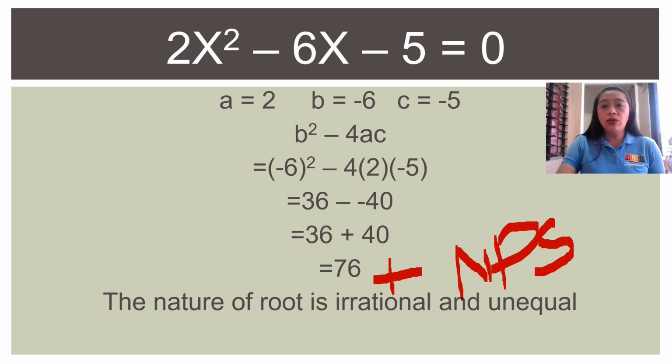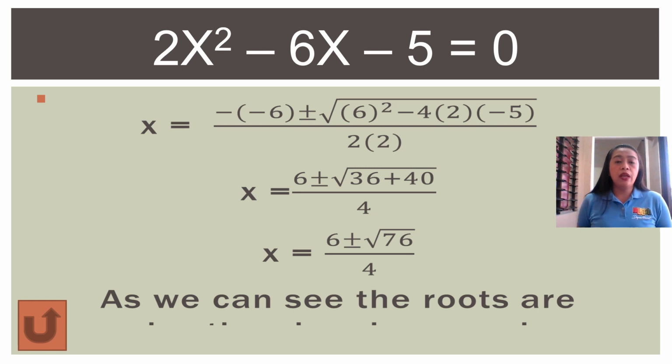So let's take a look if the result is really irrational from this example. By the quadratic formula, we were able to see that the roots of 2x squared minus 6x minus 5 equals 0 is 6 plus and minus square root of 76 over 4. So as we can see, the roots are irrational, since 76 is not a perfect square. So we have three examples now. We proceed to the last one.